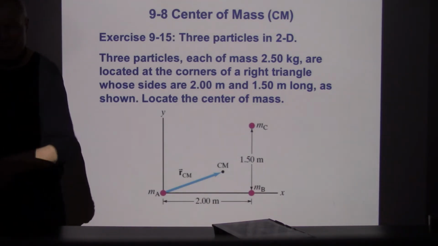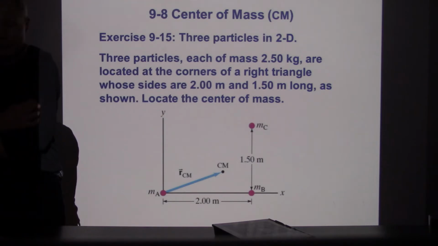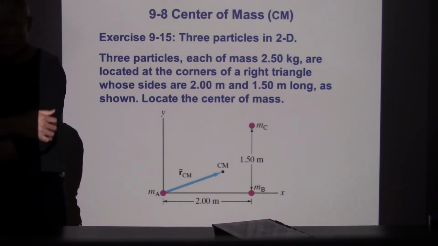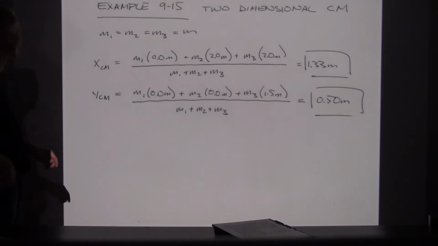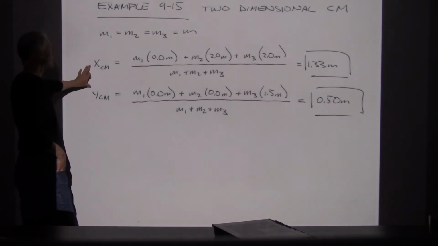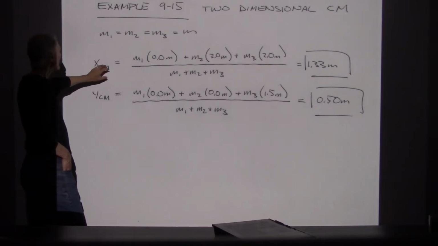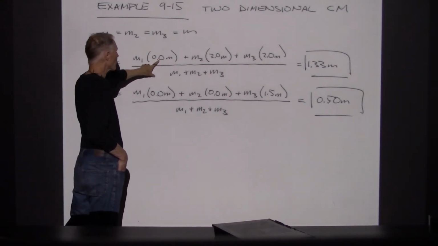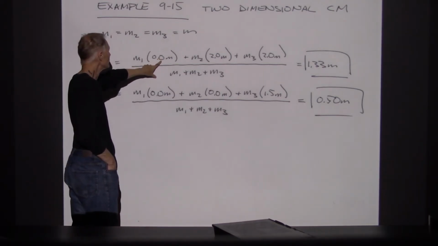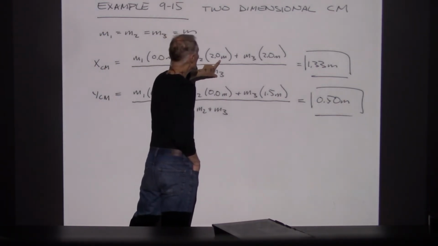Now this time I've got 3 objects. The masses are the same, again, this time 2.5 kilograms. They're located at the corners of a right triangle. The 2 sides are 2 and 1.5 meters as shown. So let's see if we can use the very same formula, but we'll use it twice. Now in the x center of mass, what I'm going to do is use the x-coordinates. The x-coordinates are 0, 2, and 2.